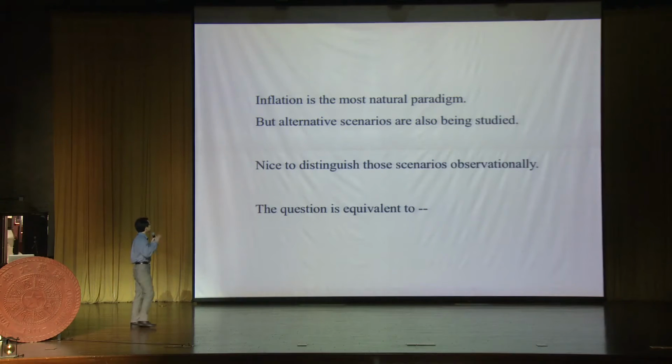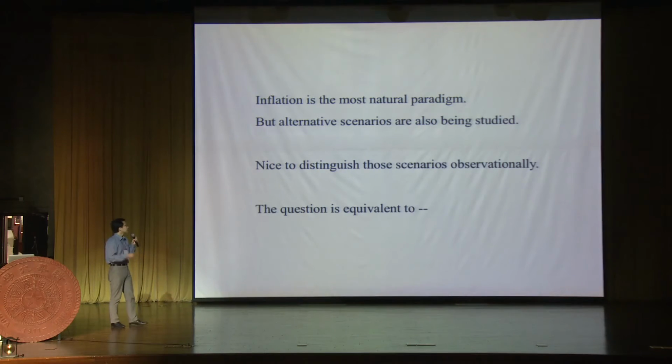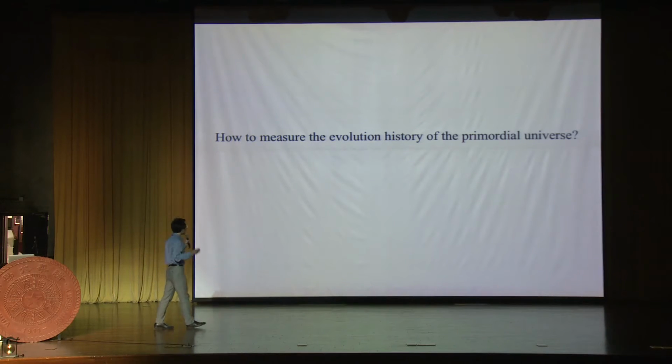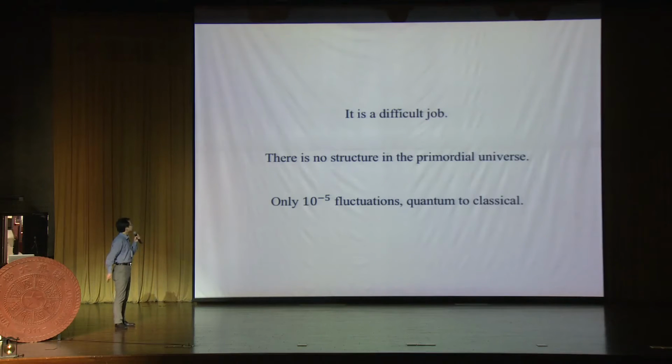For sure, inflation is the most natural paradigm, it's the best scenario. However, there are also other possibilities which are being studied. So it is nice to distinguish these scenarios observationally. And these scenarios differ from each other because of the expansion history, the evolution history of the primordial universe. So the question is equivalent to how to measure the expansion history of the primordial universe. And it is a very difficult question.